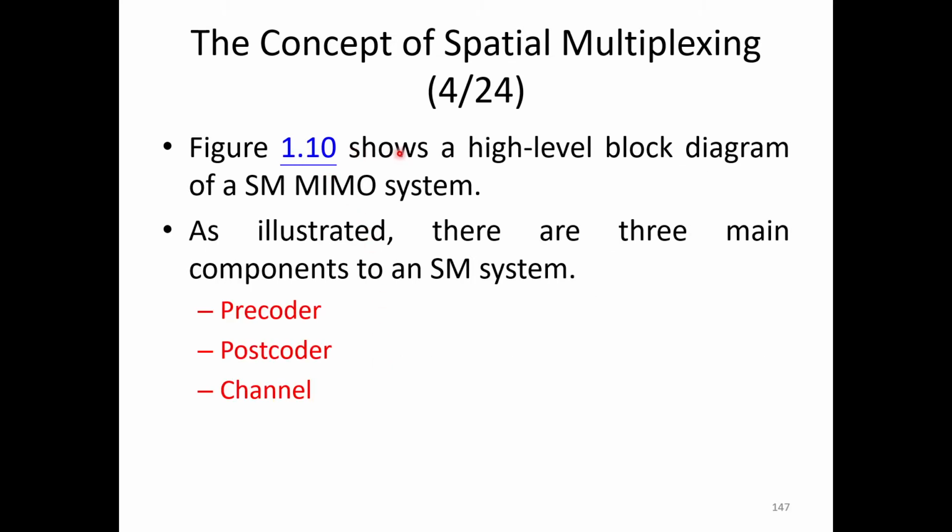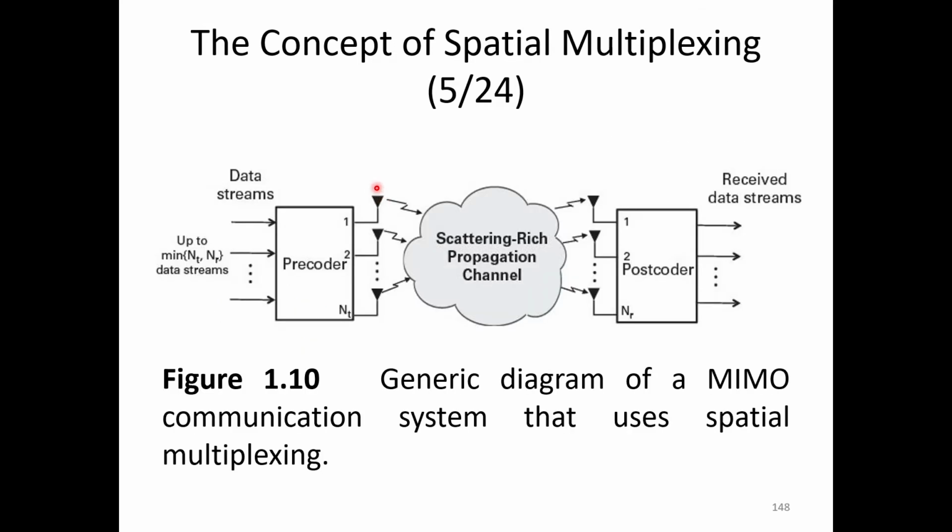Figure 1.10 shows a high-level block diagram of an SM MIMO system. Okay. Figure 1.10 is a generic diagram of a MIMO communication system that uses spatial multiplexing. Okay. First, we have some data streams which need to be transmitted. Okay. We can transmit up to the minimum of NT and NR data streams. Okay. Why? We will prove it in chapter 3.